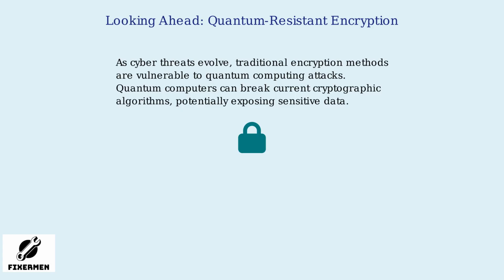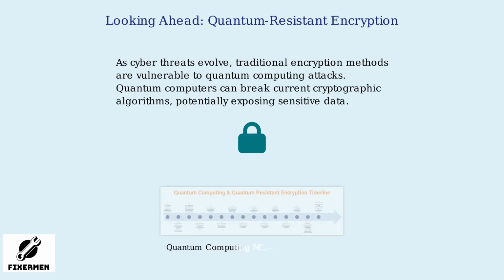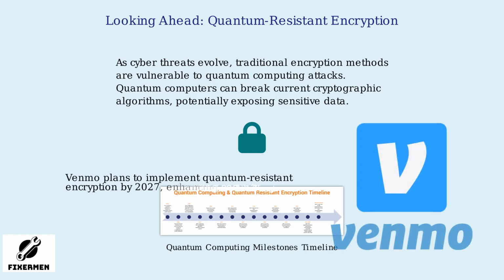Quantum computing poses a significant risk to traditional encryption methods by potentially breaking current algorithms that protect user data. This timeline illustrates key milestones in quantum computing development, from early algorithms to ongoing standardization efforts for post-quantum cryptography. With quantum-resistant encryption planned for 2027, Venmo aims to strengthen its defenses against these emerging threats.